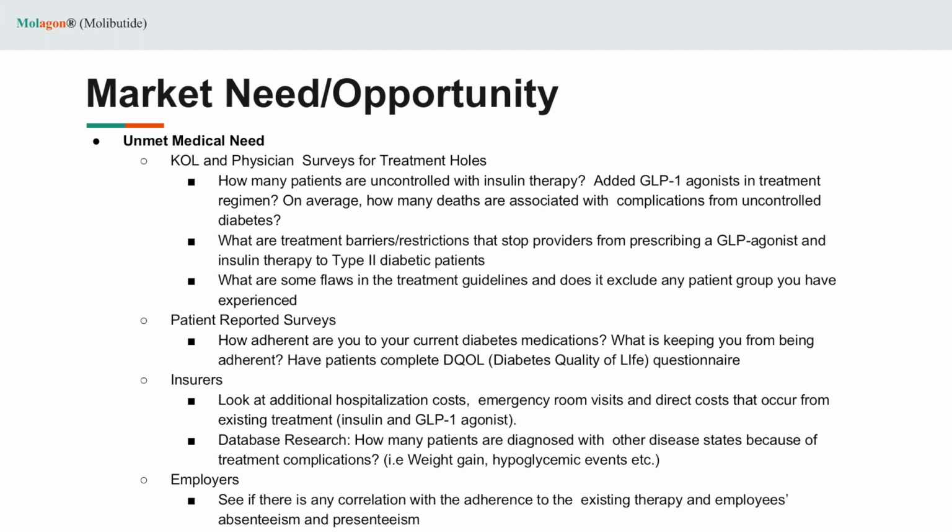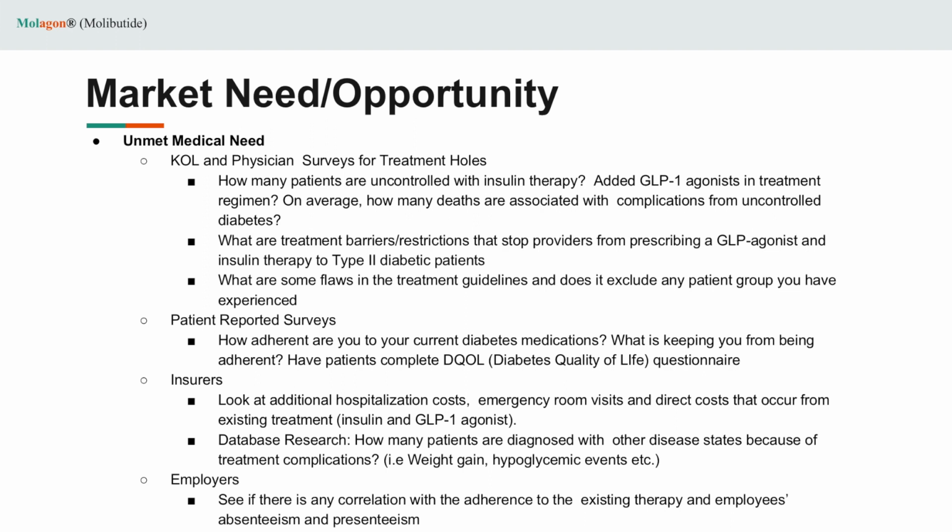We can also look into the databases to see for patients what current prescription medications they're on, including which, of course, the diabetic medication, and also the frequency of readmission rates, hospitalizations, and emergency room visits for type 2 diabetes patients.